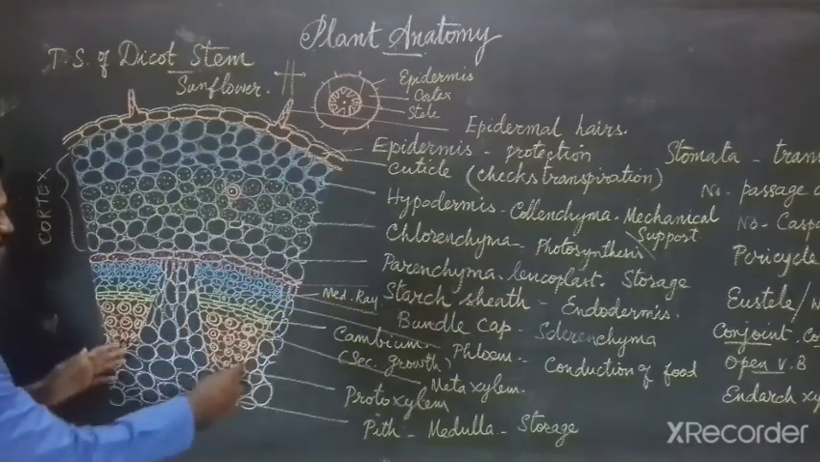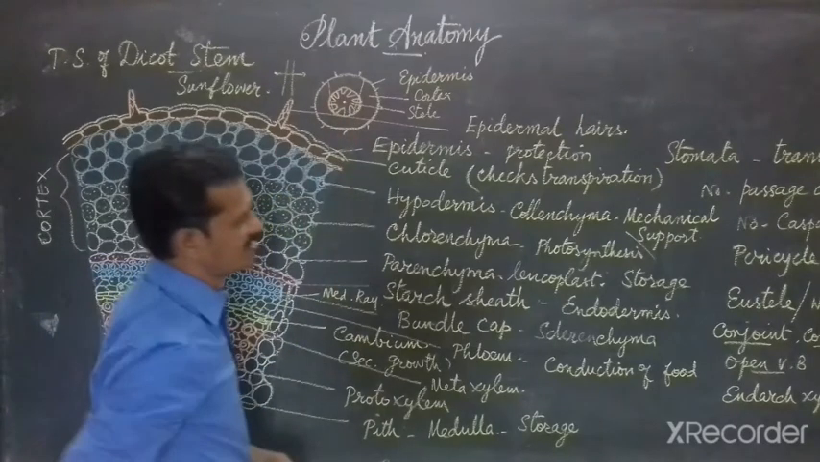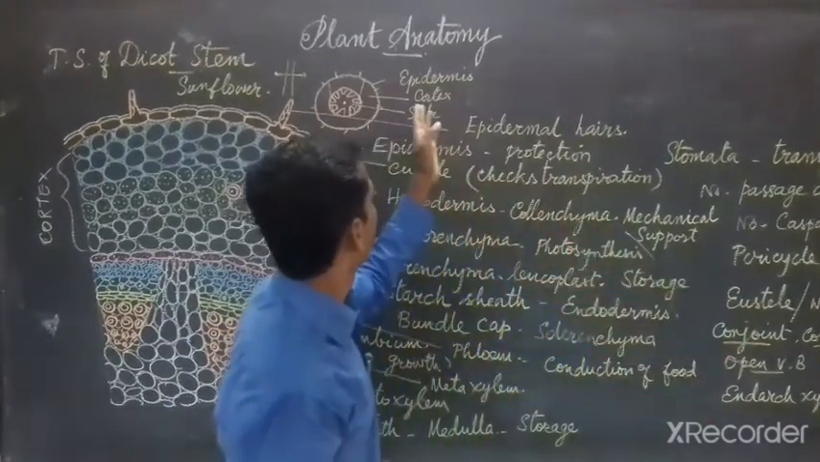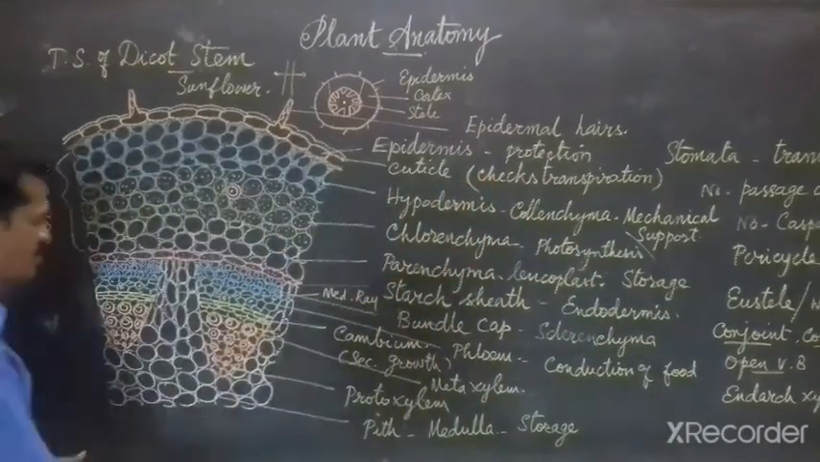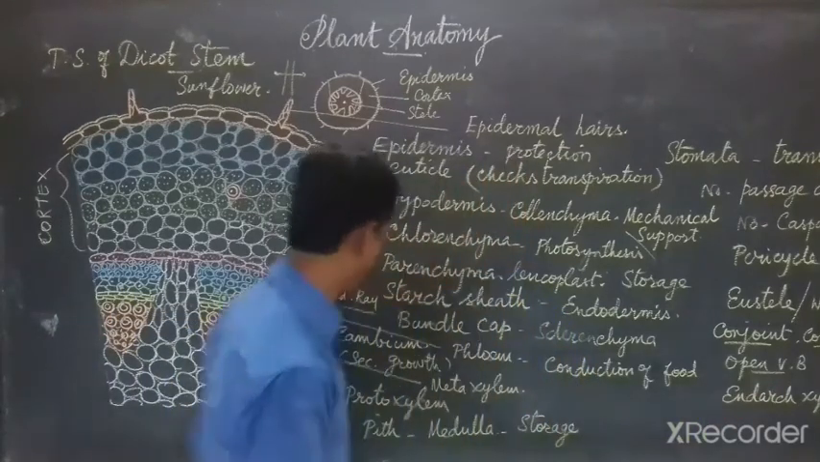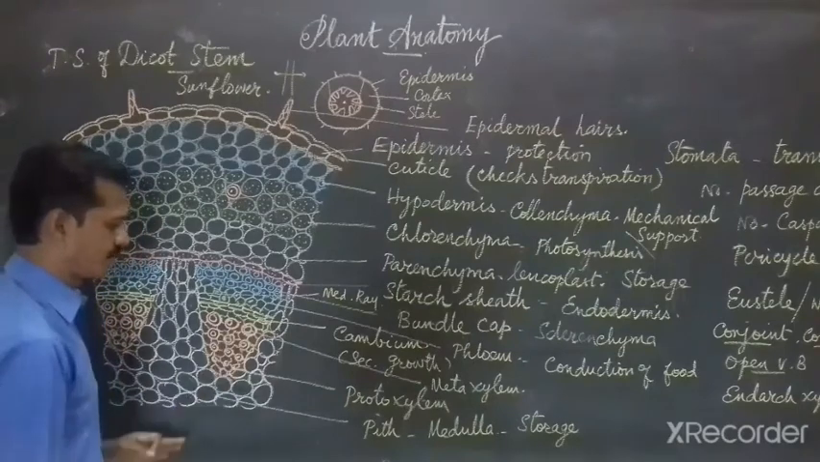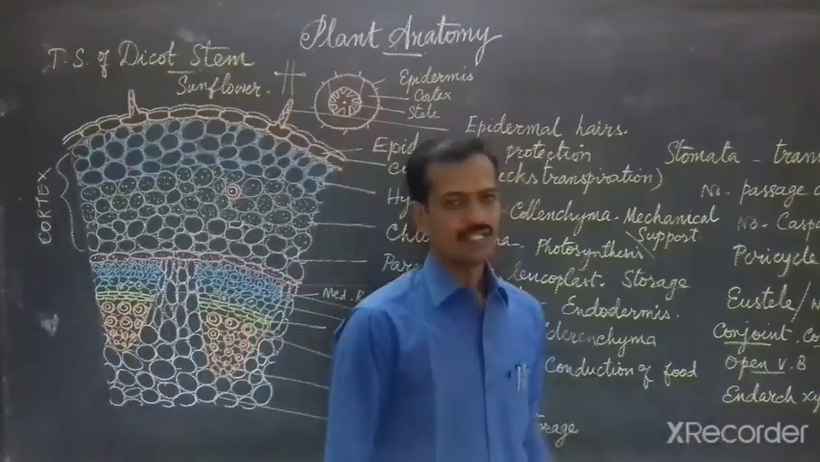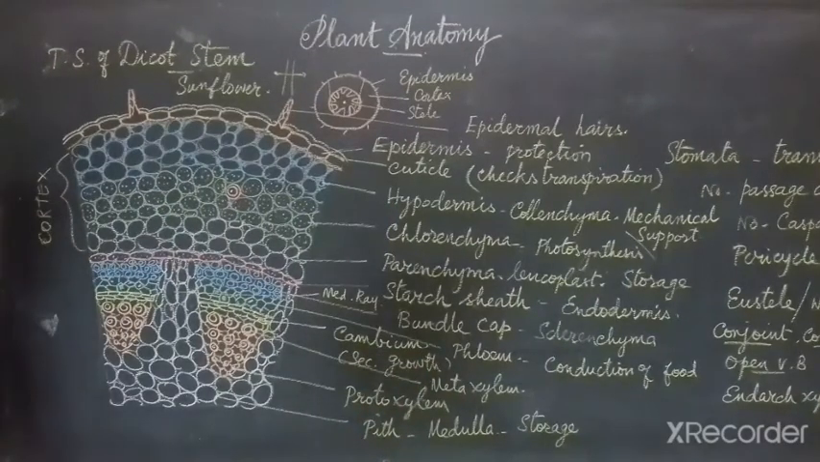Here the vascular bundles are arranged like a ring around the pith. The vascular bundles are conjoined, collateral and open. Here the xylem has protoxylem towards the center and metaxylem towards the periphery, so it is called endarch xylem. It is common in stems.